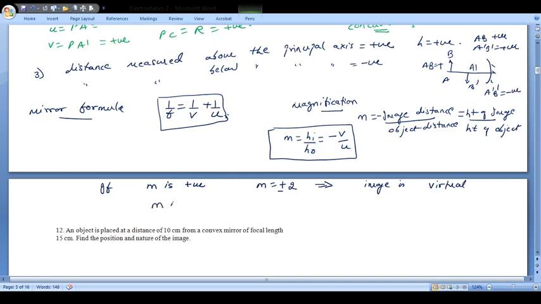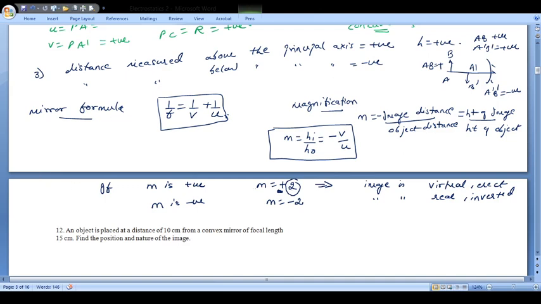If you find m is negative, for example m is equal to minus 2, it will imply that the image is real. You then know that virtual is always erect and real is always inverted. Like if I say magnification, this positive and negative will only say whether your image is real or virtual. And this number, like if I say this number 2, is greater than 1. So if you find that your magnification is greater than 1, then you say it will be magnified.